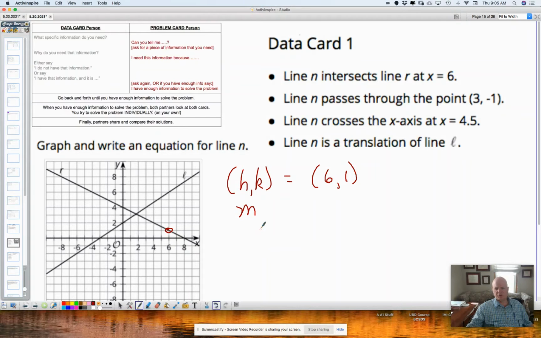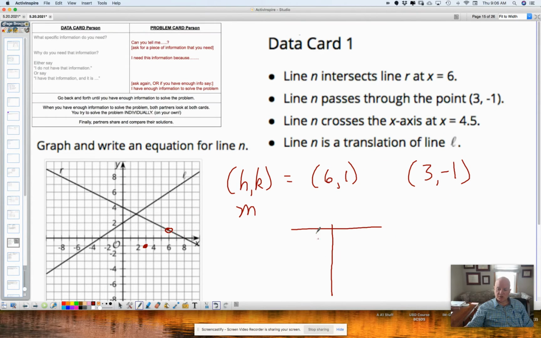Now, what specific information do you need? Can you tell me the slope of line N? Why do you need that information? Well, if I knew the slope, then I could write the equation. I do not have that information. And so you see it goes on and on like this, where the person has to ask different questions. He doesn't know what questions to ask because he doesn't see this. The person with the problem card doesn't see this. He could ask, can you give me a point that it goes through? In which case he says N passes through the point (3, -1). (3, -1) would be right here. And with (3, -1) being a second point, the person could then solve for the slope.